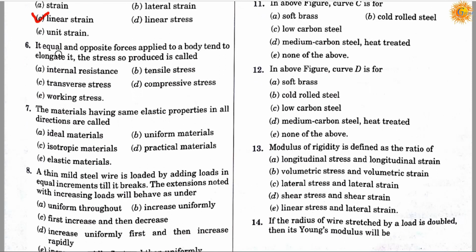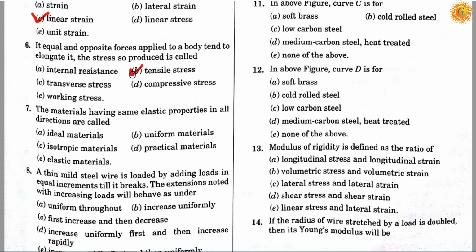Question number 6. If equal and opposite forces applied to a body tend to elongate it, the stress so produced is called: option A, internal resistance; option B, tensile stress; option C, transverse stress; option D, compressive stress; and option E, working stress.